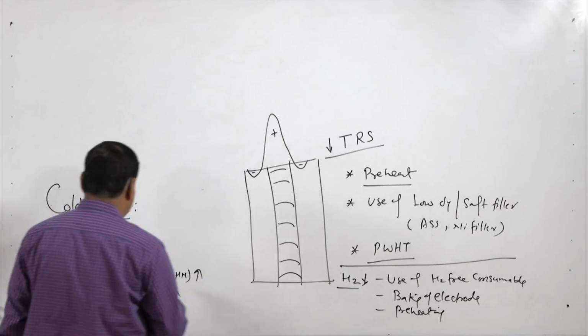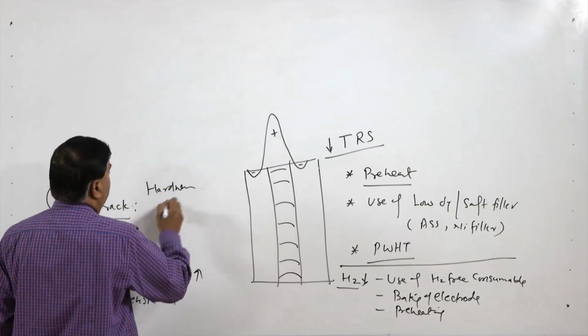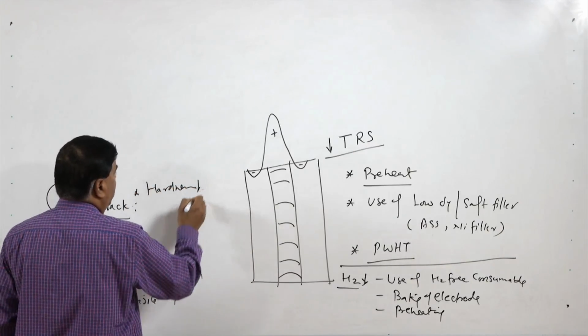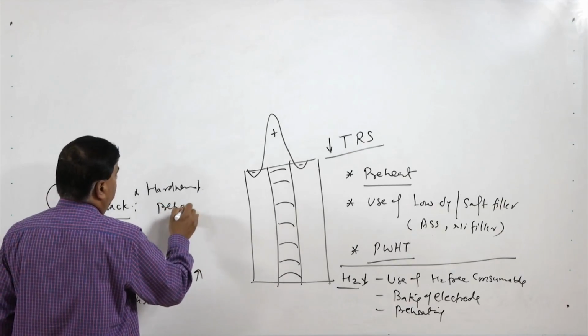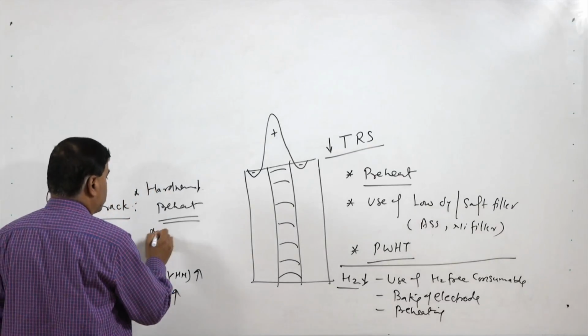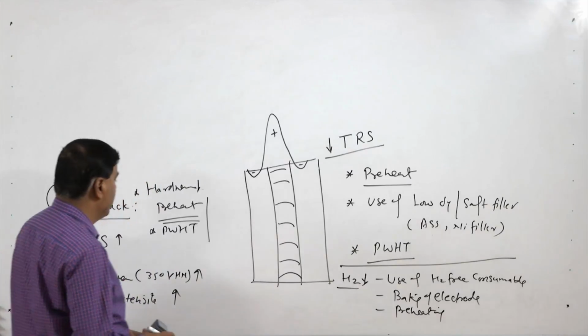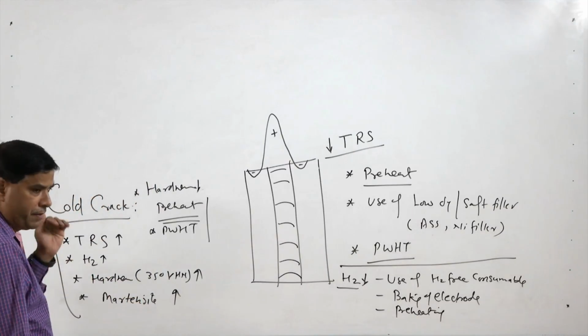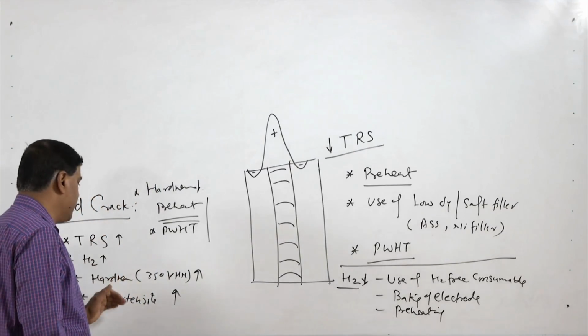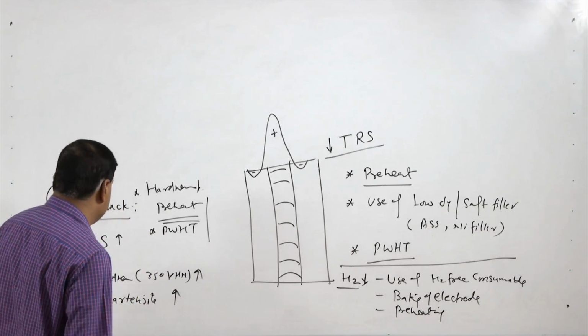Preheating also helps in reducing the hardness of the weld or of the heat affected zone. For this purpose, basically we can apply the preheat. So, preheating or the post weld heat treatment, both can be tried for reducing the hardness of the base metal or of the weld metal, or of the heat affected zone, so that the cracking tendency can be reduced.